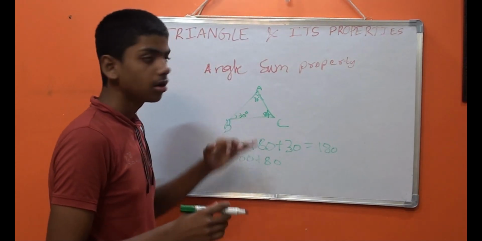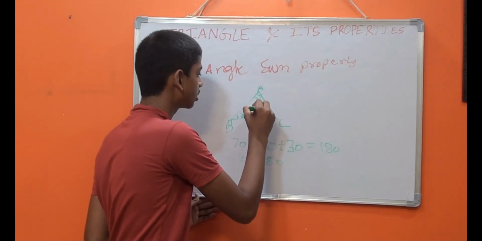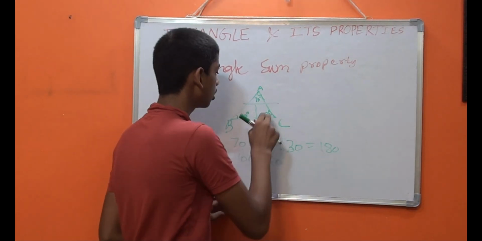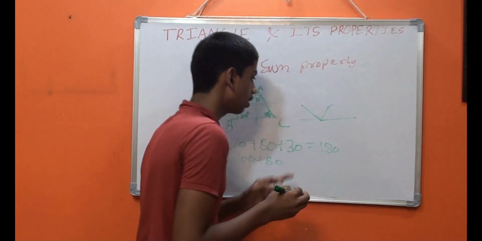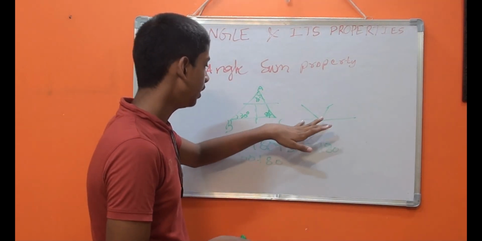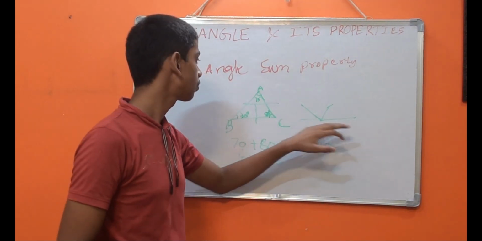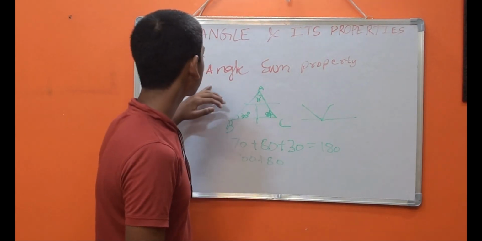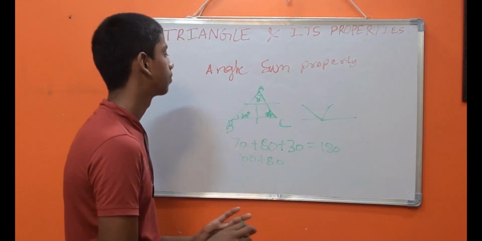Now here, the activity is to take a triangle and cut it into three pieces where each of the vertices is separated. Now take each vertex and keep them side by side, like this. After you keep them all in a line, it would form a straight line. If you keep them in any order also, it would form a straight line. This is because of the angle sum property. If a triangle doesn't follow this angle sum property, it's not even a triangle.